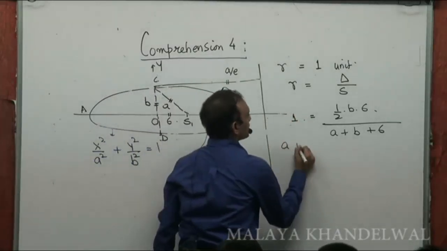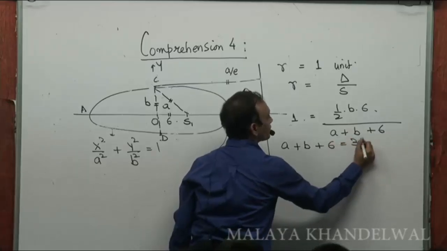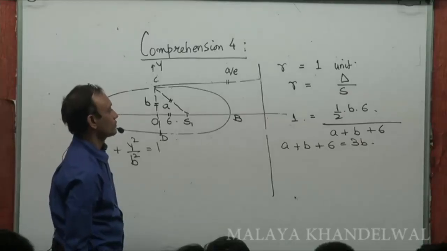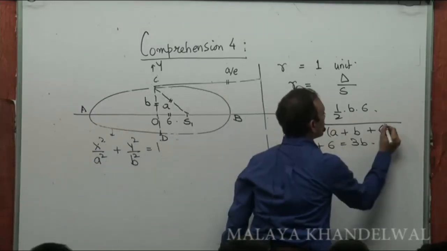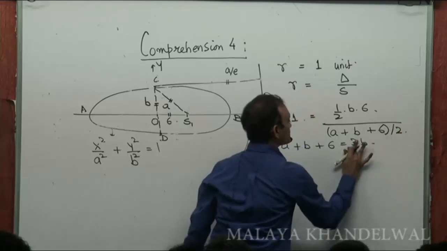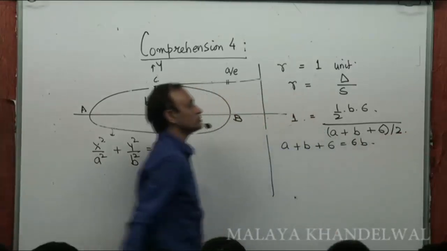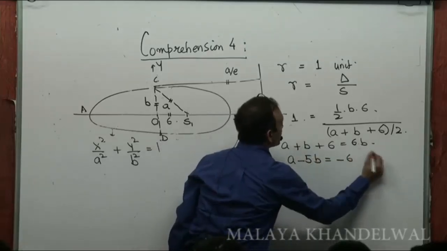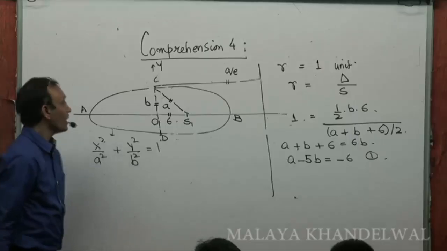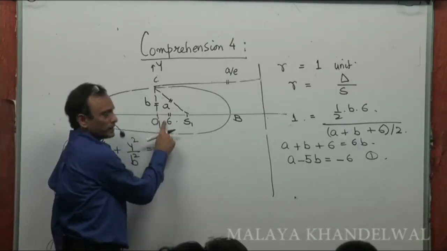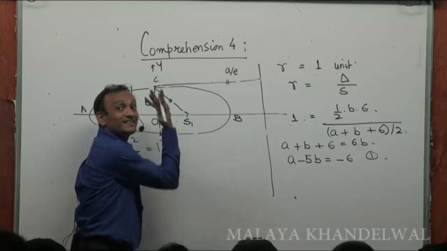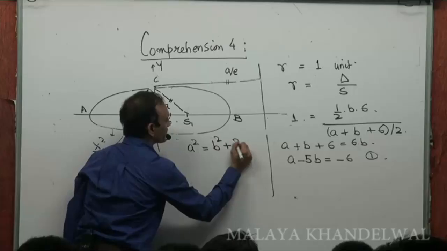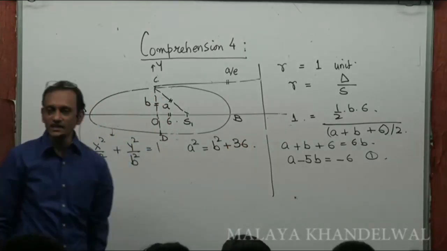This gives me A plus B plus 6 is 3B. Yes or no? Sorry, by 2. So that will be 6B. Semi-perimeter by 2, 6B. So A minus 5B equals minus 6. One equation. And Pythagoras theorem, A square is B square plus 36.